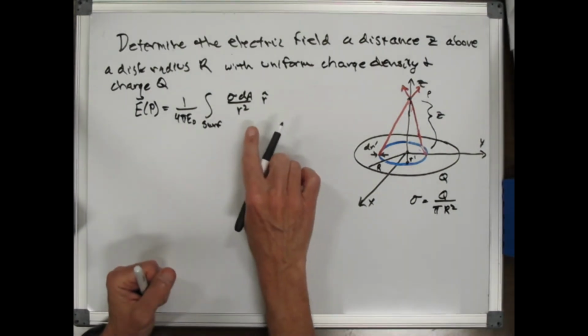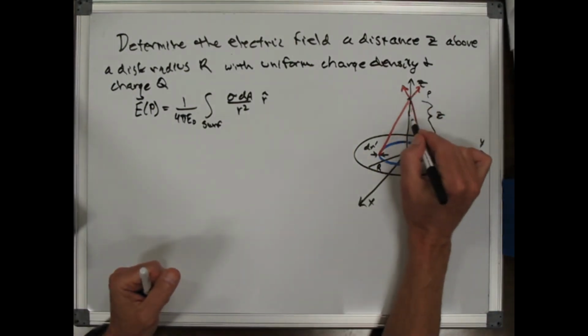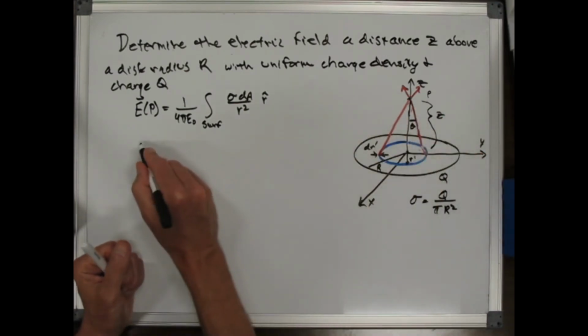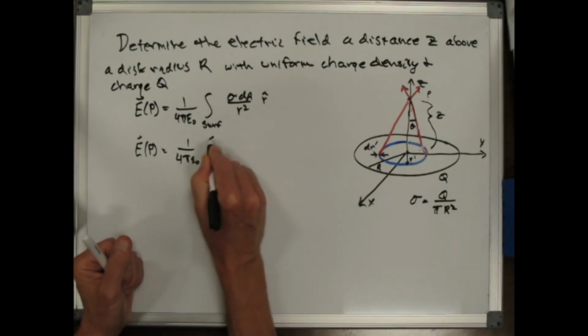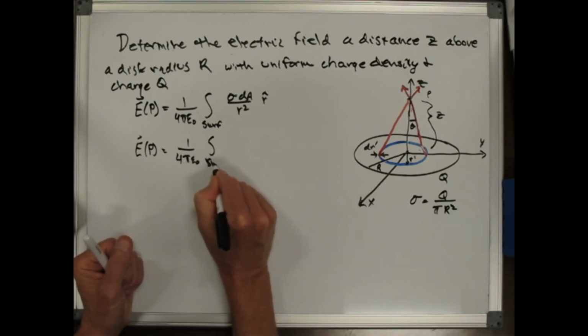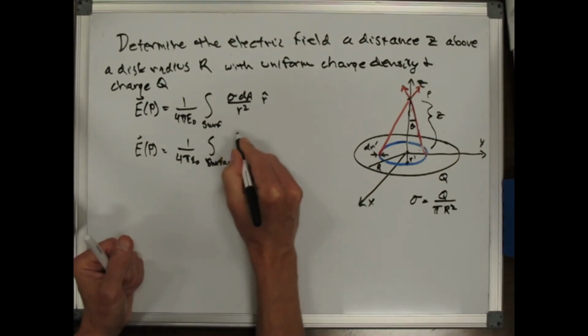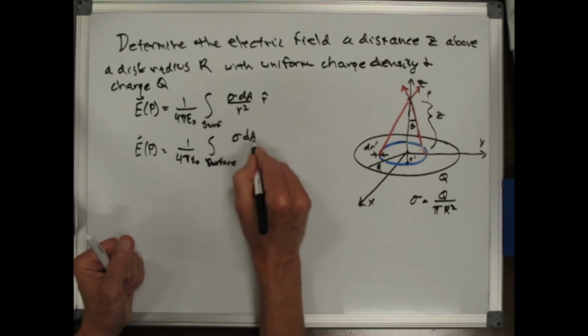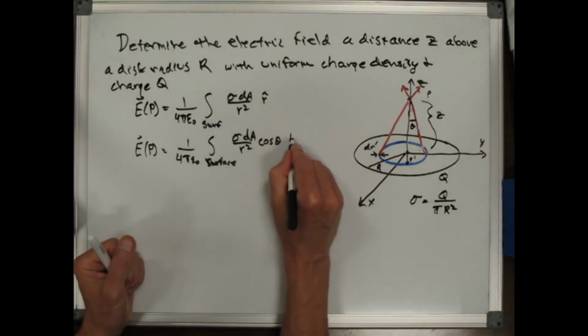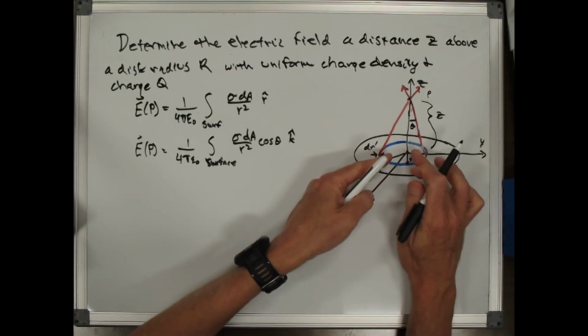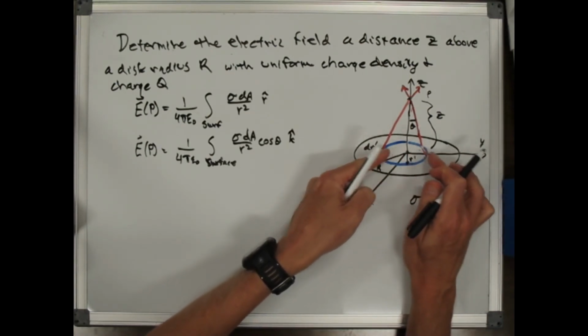In our case, for each angle theta here, as we integrate outward, we're going to be taking the cosine of that, and so our integral is going to look like this. E at P equals 1 over 4 pi epsilon naught, again the integration over the surface, sigma times dA over r squared, now times cosine of theta, times k hat, where theta is going to vary as we integrate from the center outward, right?